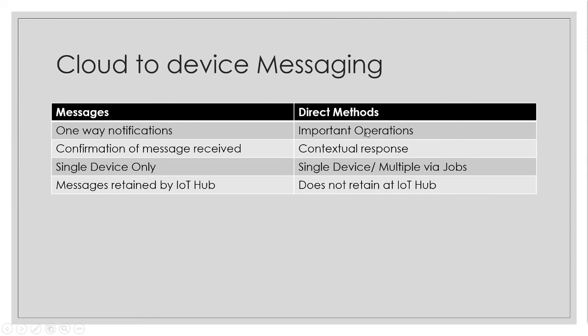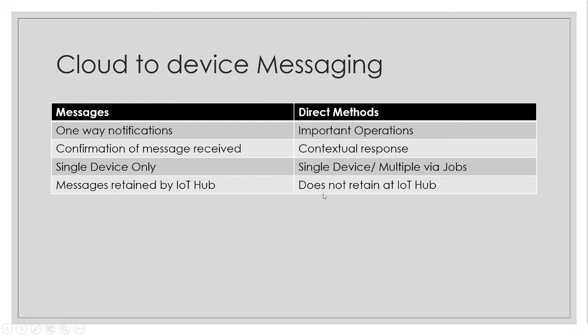Whereas with direct methods, for any important operations, as I said, if you want to raise an alarm or check the status on demand and live, you trigger the direct method and it responds back to you. That's where you get a contextual response. You are waiting for the direct method to process and give you back a meaningful result, like the status of a particular piece of equipment, rather than just saying it received the message. This can be a single device or multiple devices by configuring with IoT Hub jobs.